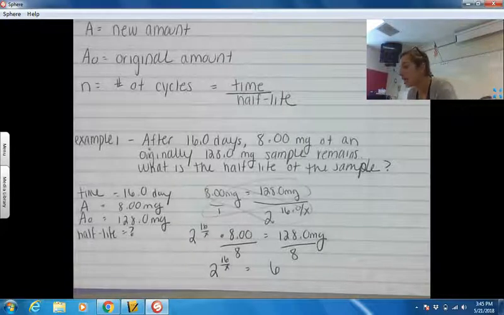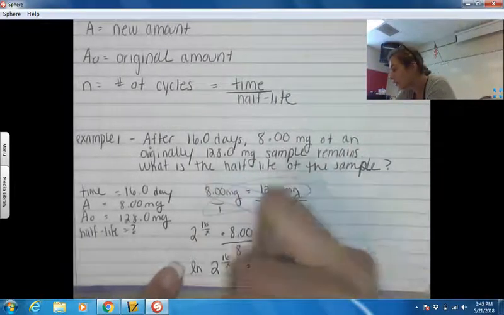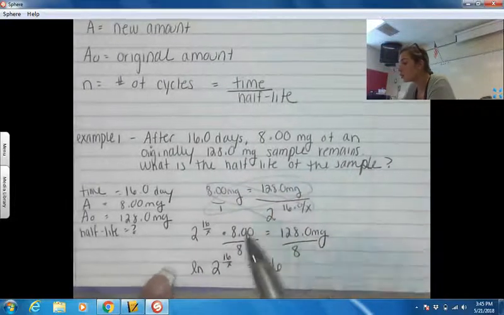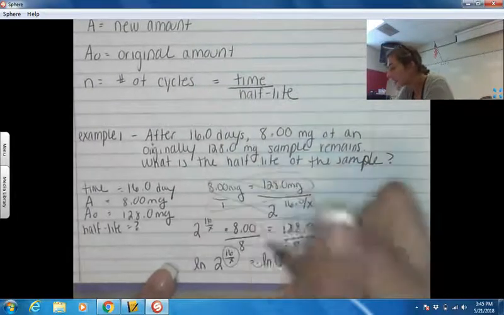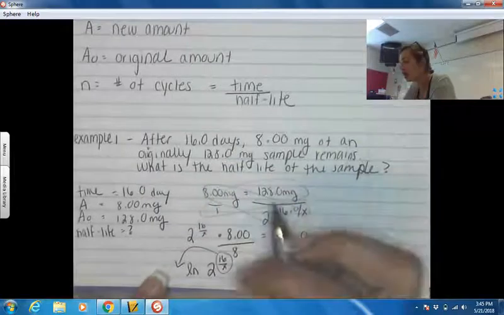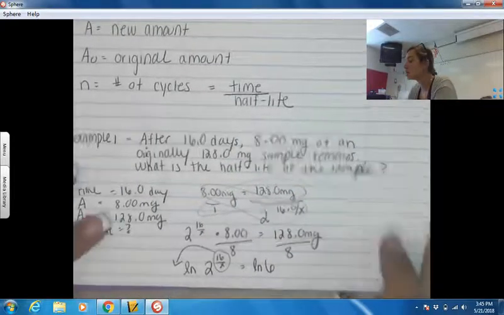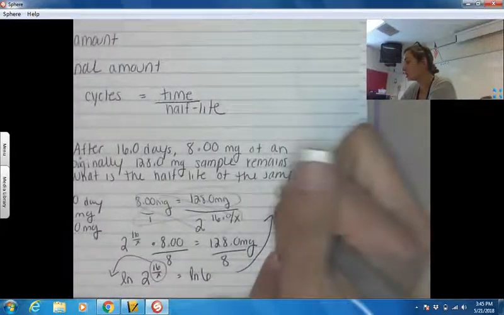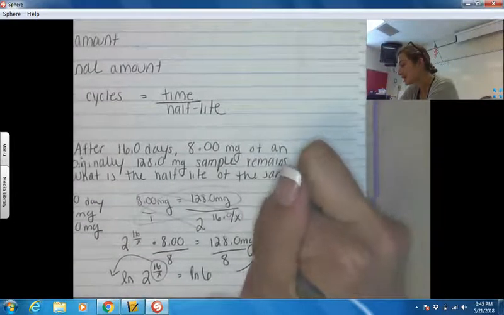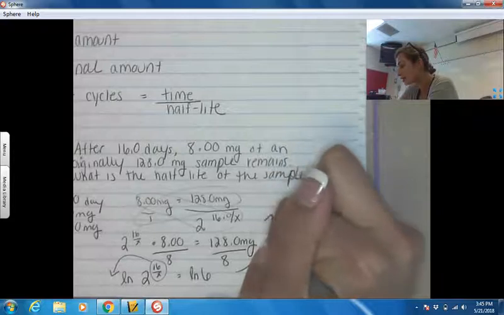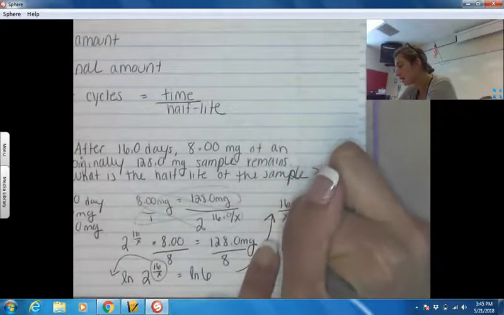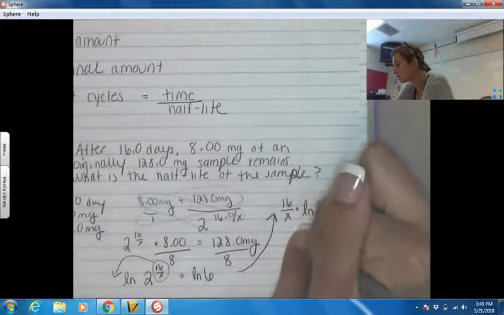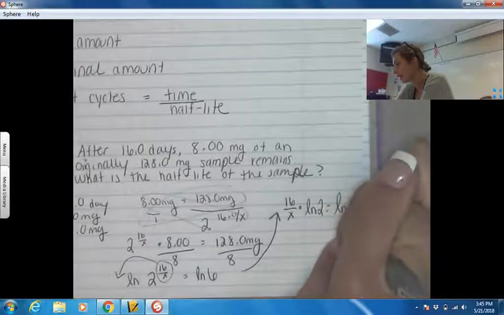And so if we take the ln of both sides, we are taking this exponent and putting it out in front of the ln. So if you can follow me up here, our new equation is going to look like this: 16 over x times ln of 2 is equal to the ln of 6.